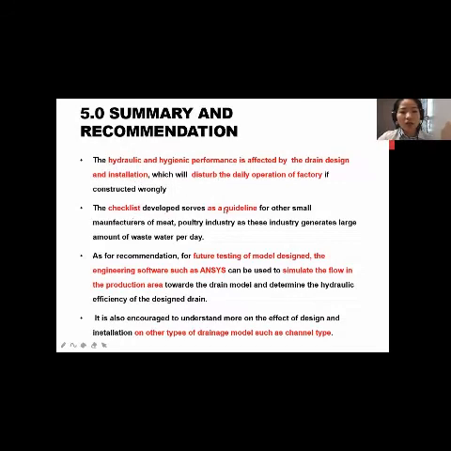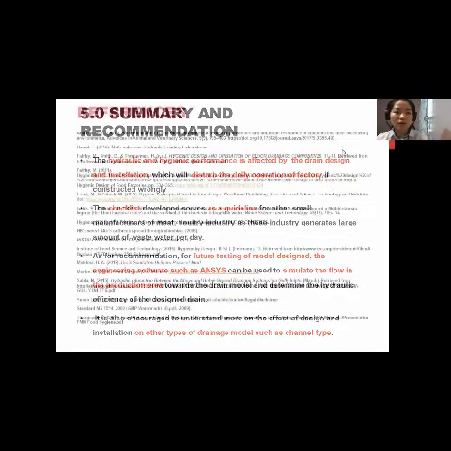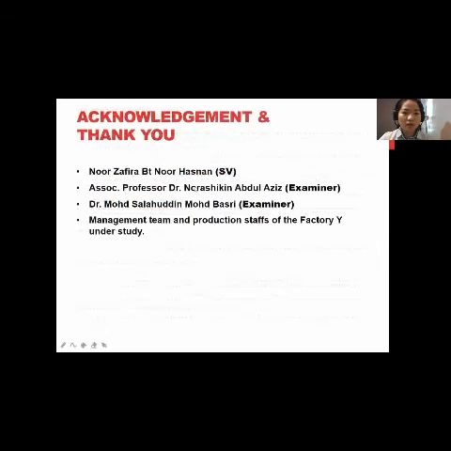So the checklist I developed can serve as a guideline for SMEs in the meat industry. But I think the model designed by me using AutoCAD needs to be tested using software like ANSYS. And also I encourage understanding more about the effect of design and installation on the channel type. Okay, this is the reference, and that's all for my presentation.